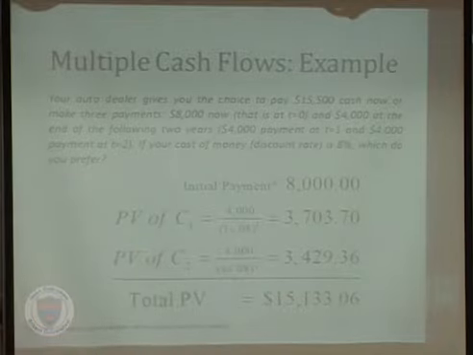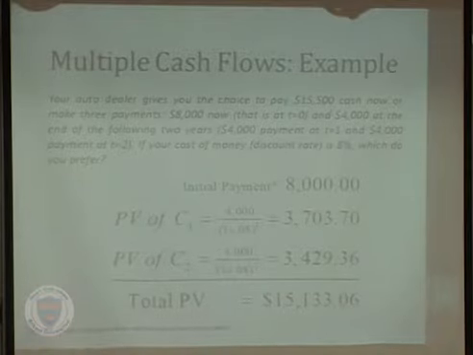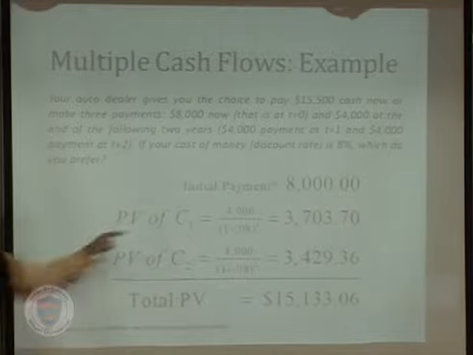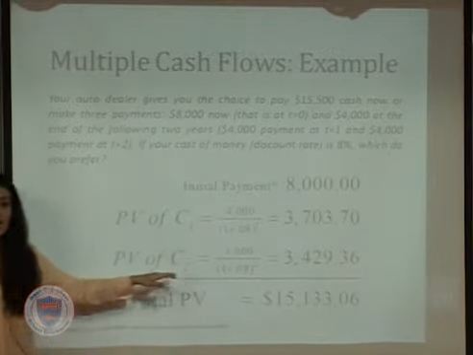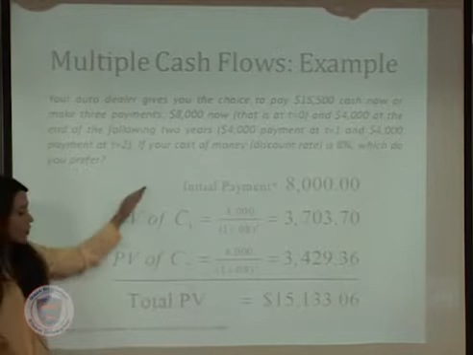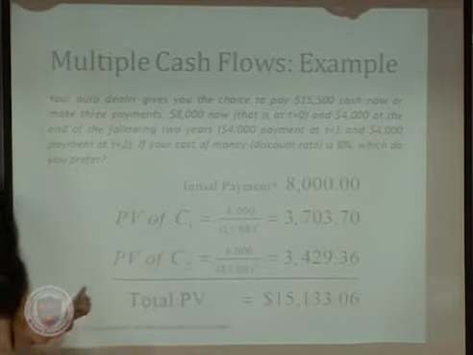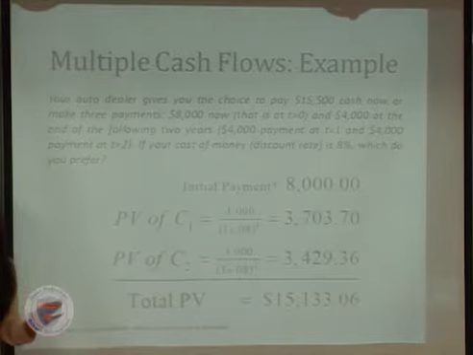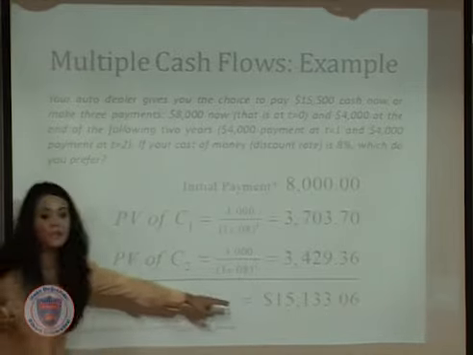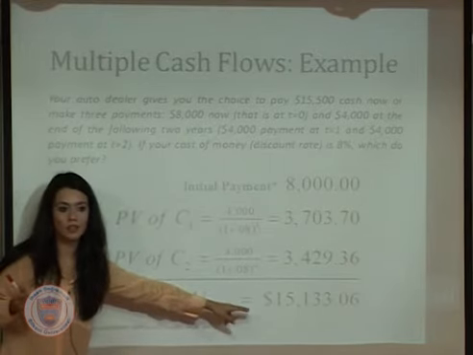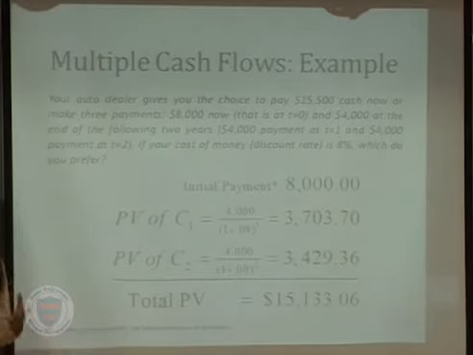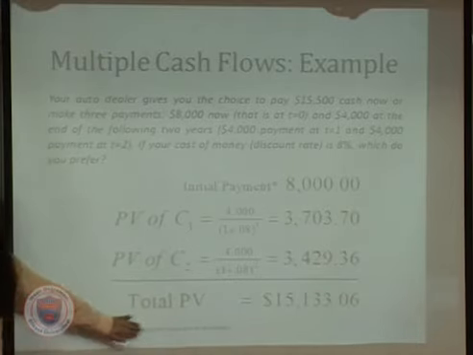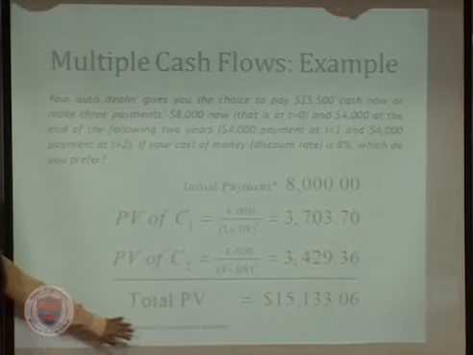That's why I asked, is this 4,000 the same as this 4,000? No, one is worth 3,703 today. The other one is worth 3,429. So if you add those numbers up, as you can see, you're not paying $16,000 to this guy. In 3 installments, you're paying 15,133. So which option is better? This one is better. You're paying less, actually. Okay?